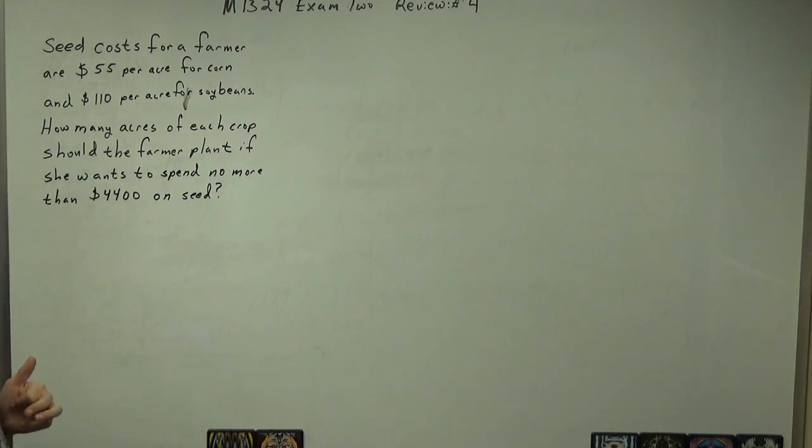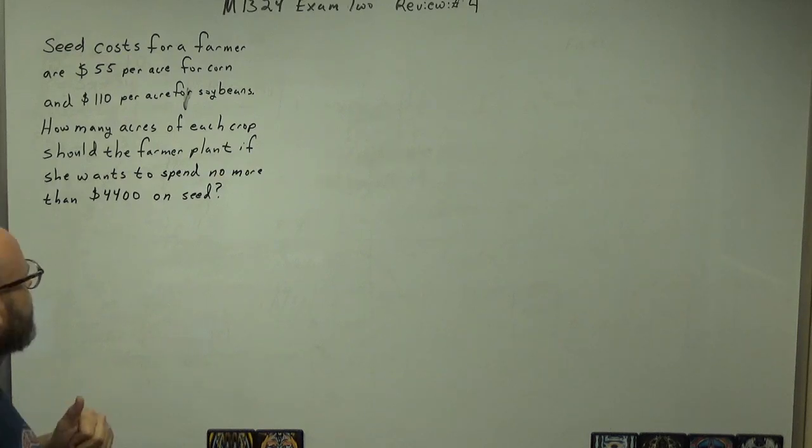Seed costs for a farmer are $55 per acre for corn and $110 per acre for soybeans. How many acres of each crop should the farmer plant if she wants to spend no more than $4,400 on seed?